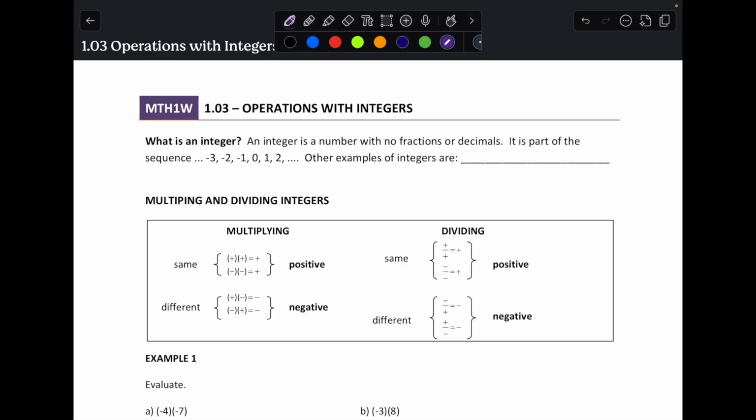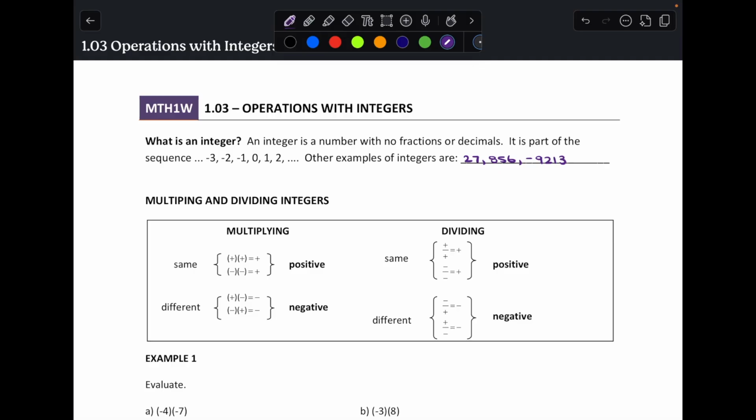So what is an integer? An integer is a number with no fractions or decimals. It is part of the sequence -3, -2, -1, 0, 1, and 2. And some other examples of integers would be like 27, 856, -9,213, and so on and so forth.